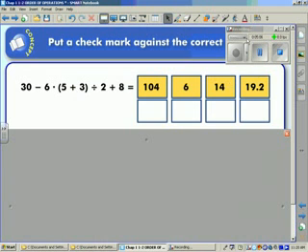And remember, go by steps. Step 1, parentheses and exponents. Step 2, multiplies and divides. Step 3, adds and subtracts. And always go from the left to the right.